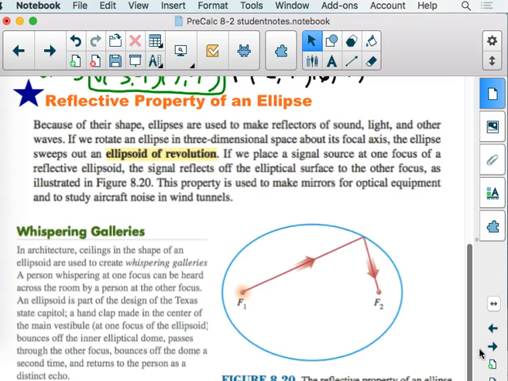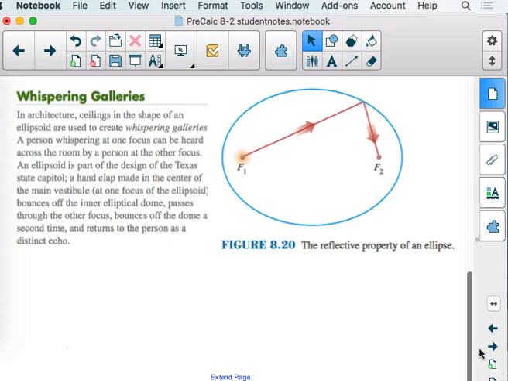An ellipsoid is part of the design of the Texas State Capitol. And it says a hand clap made in the center of the main vestibule at one focus of the ellipsoid bounces off the inner elliptical dome, passes through the other focus, and bounces off the dome a second time, returns to the person as an echo.